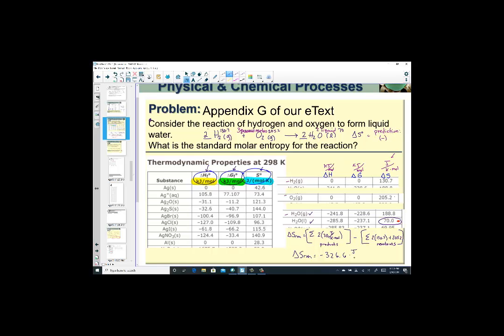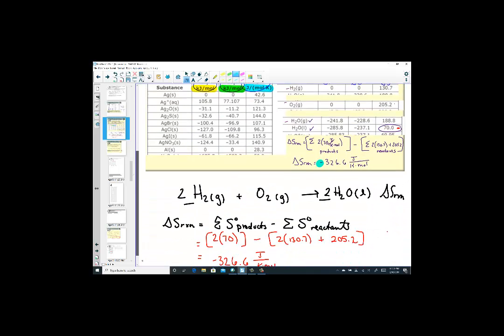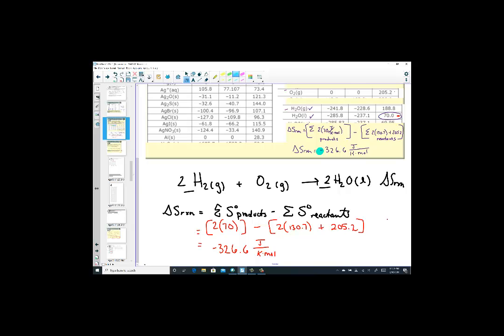326.6, and the unit again, joule per Kelvin mole, or mole Kelvin, doesn't matter which order you place them. Did our prediction come true? We predicted that it would be a negative sign because it's becoming a more ordered system, and yes, indeed, it did come out negative just as we predicted. So we've employed the third law of thermodynamics to find the sum of the products minus the sum of reactants to find the overall entropy change of our system. And we found products minus reactants is a net value of negative 326.6 joules per Kelvin mole.